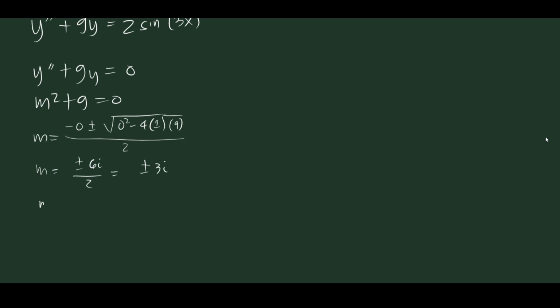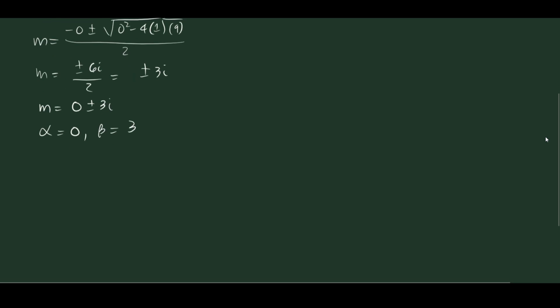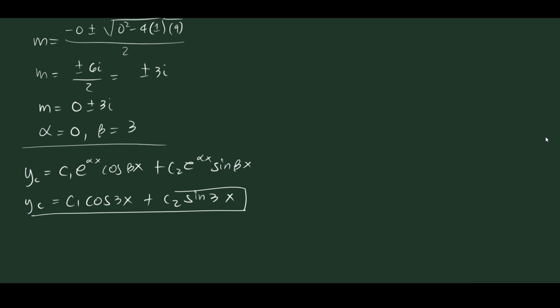Okay. So, let's format it in this way, 0 plus minus 3i, so that it's clear what our alpha and beta are. So, our alpha is 0, and our beta is 3. Okay, so this is case 3 of the auxiliary equation method, right? Okay, so now that we have alpha and beta, we can write our yc. Let's just write the general form first: yc is c1 e raised to alpha x cosine beta x, plus c2 e raised to alpha x sine beta x. So yc therefore is c1, there's no e anymore because that will be e raised to 0, which is equal to 1. So cosine 3x plus c2 sine 3x. Okay, so there you have it, our yc.